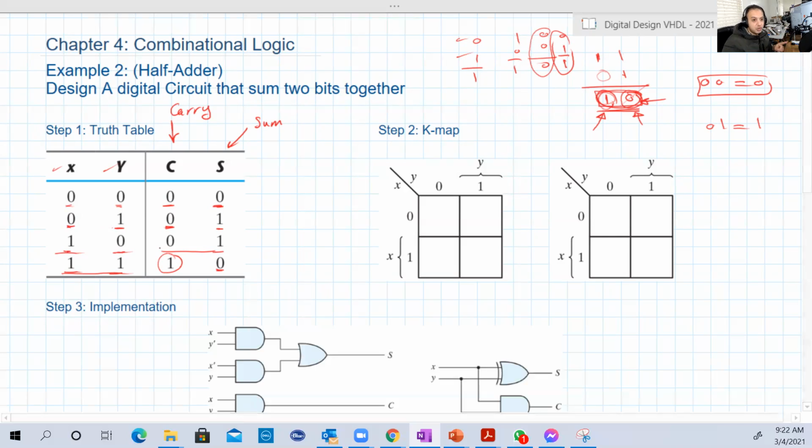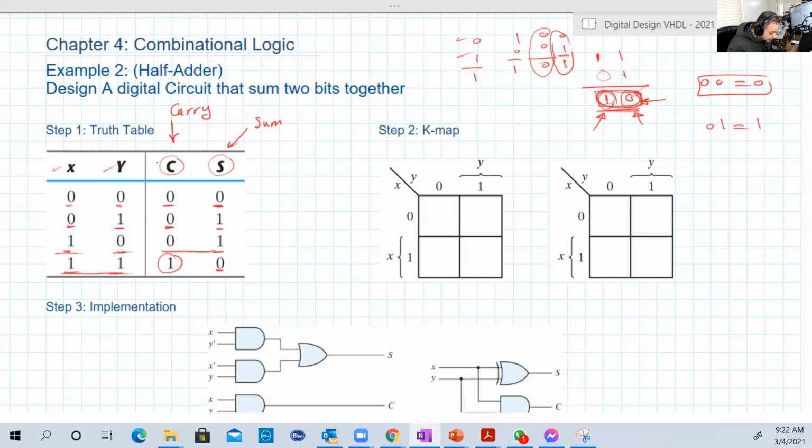So we need two outputs. This is one of the important things about the truth table. From the problem you can know how many inputs you have, basically 2 inputs because we want to sum 2 bits, but you may not have an idea about how many output bits you need. So now we need to design 2 functions, one called the sum, another called the carry. So we need 2 Karnaugh maps.